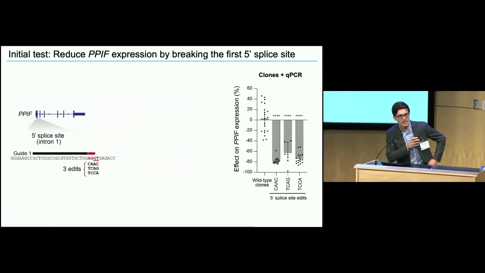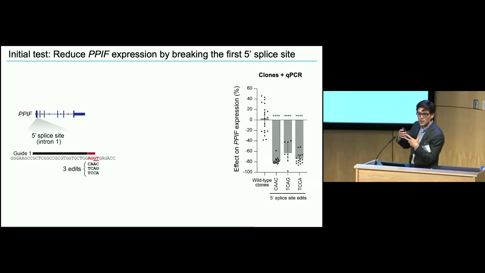So, to illustrate that this works, we took a particular gene, PPIF, which we were interested in for its role in inflammatory diseases, and just as some positive controls, we designed small 4-base edits right at the first splice donor in PPIF, which we thought should break splicing and lead to nonsense-mediated decay.